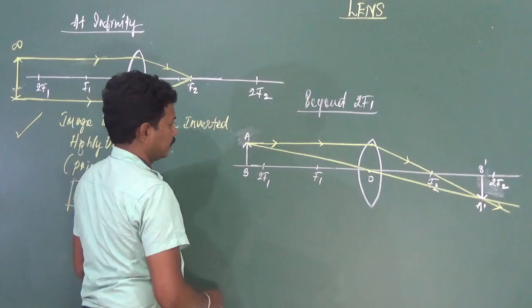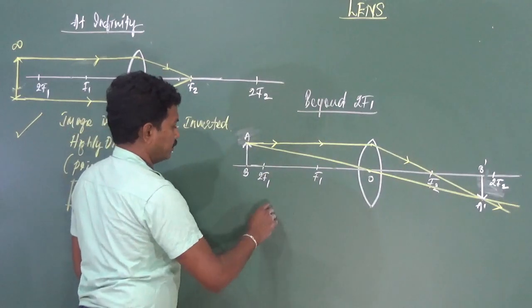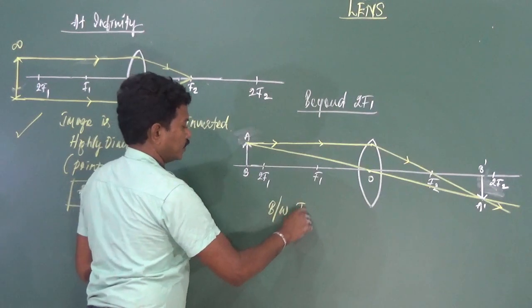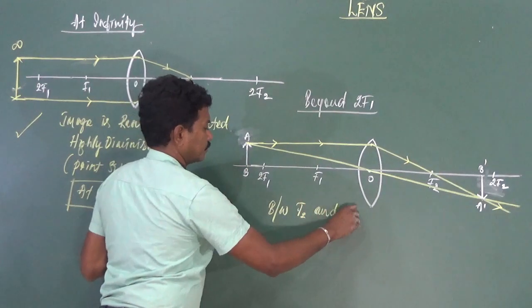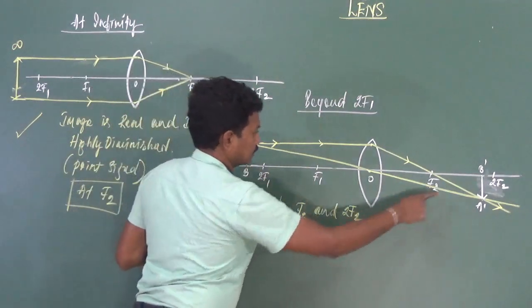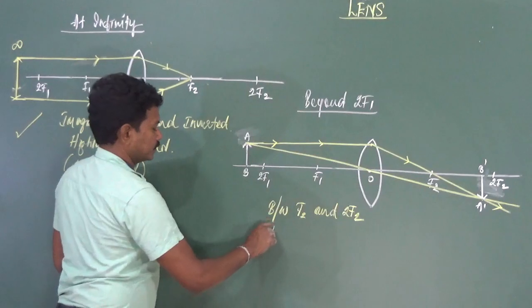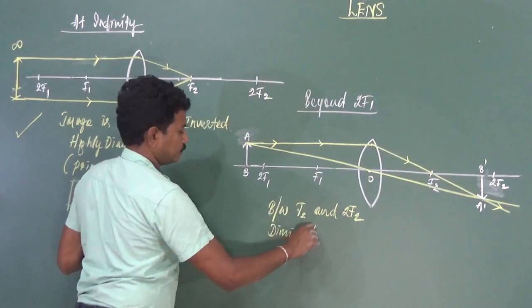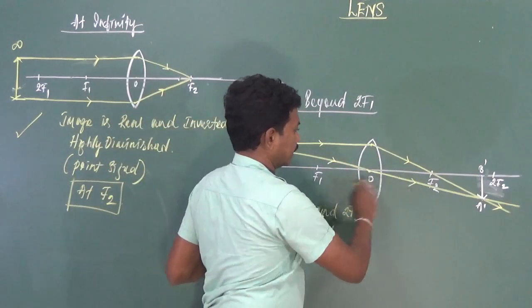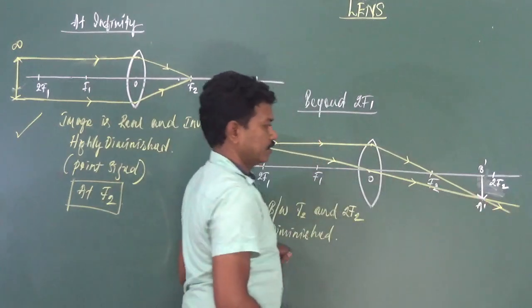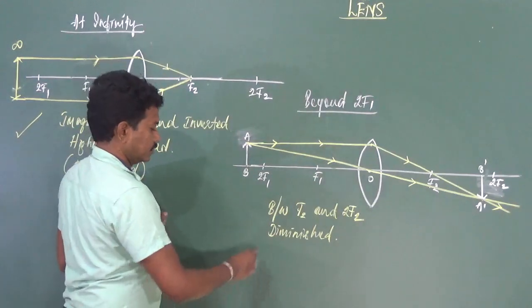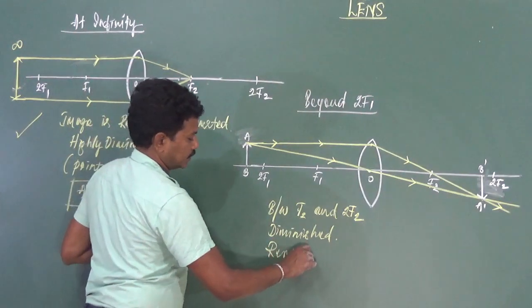So let us see the nature and the position of the image first. It is in between F2 and 2F2. When compared to the size of the object, the size of the image is a little bit diminished. And actually the two light rays are going to meet at this point. Therefore the image formed at this point is a real image, and the real image is always inverted. So it is real and inverted.